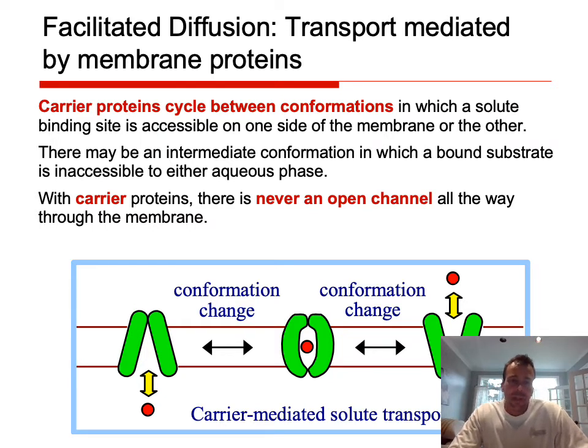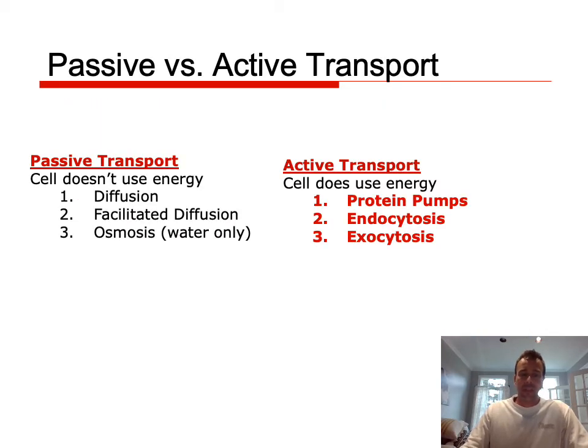So carrier type proteins work by cycling between conformations in which the solute binding site is accessible on one side, and then there may be some sort of intermediate. So it grabs the molecule, there's some sort of intermediate, and then dumps it out the other side. So with carrier proteins, there's never an open channel. You can see this is closed at all times. It's open on one end, grabs it, and then opens up on the other end. This is in contrast to the pore channels that we talked about that are open on both sides.